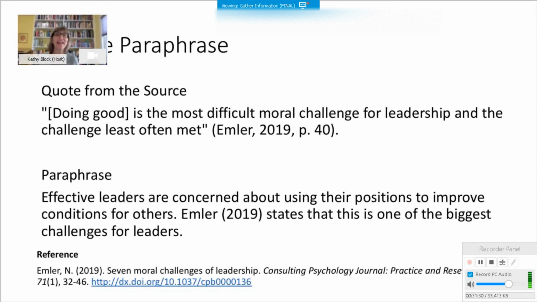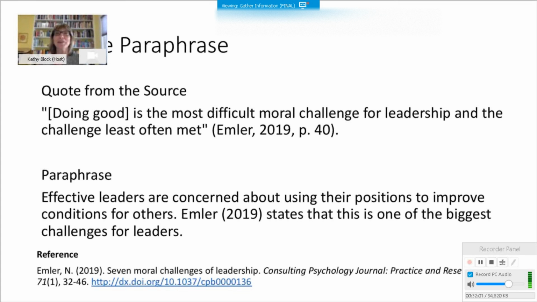I want to show you now a sample paraphrase. This is a good example of paraphrasing, so you can see what a good paraphrase looks like. The quote at the top of this slide is from an article by Nicholas Emler. The article is called Several Moral Challenges of Leadership. The quote reads, "Doing good is the most difficult moral challenge for leadership and the challenge least often met."